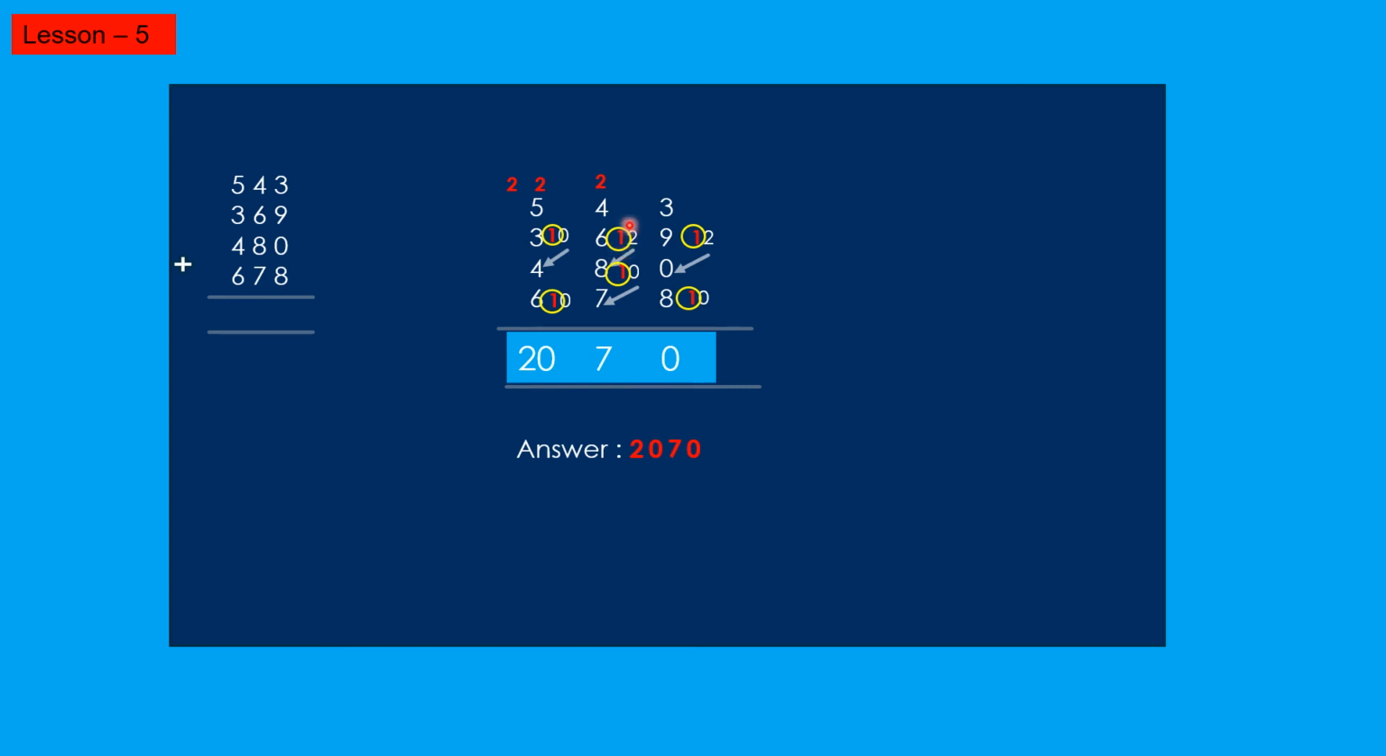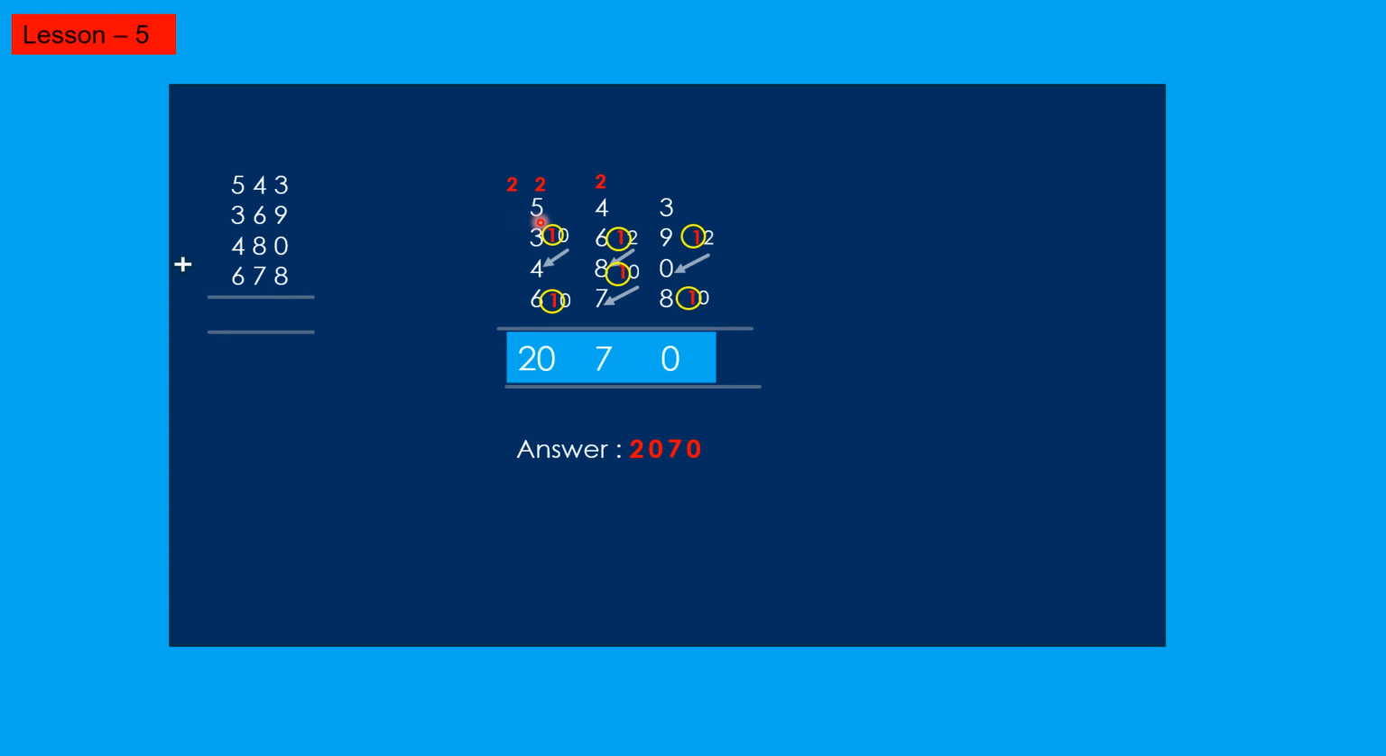Again in 12 you circle 1, and 2 is added to the next number, that is 8. 2 plus 8 is 10. Again circle 1, and 0 is added to the next number, that is 7. 0 plus 7 is 7. And then write 7 in your answer box. Count how many numbers you have circled. 1 plus 1, 2. This 2 comes in the next column here on the top of number 5.